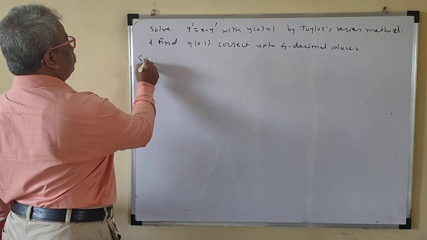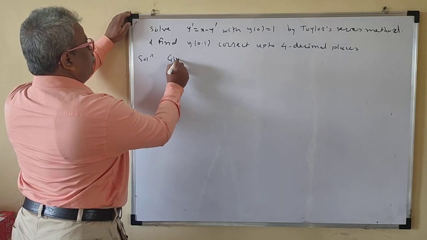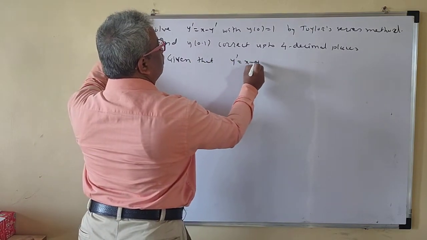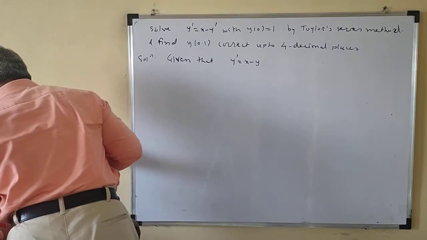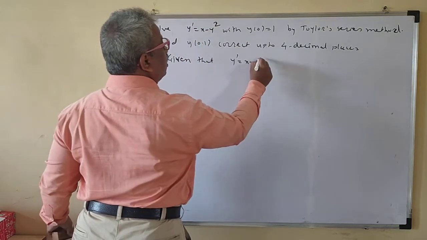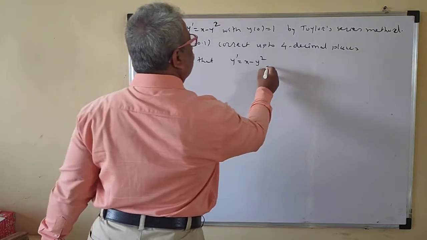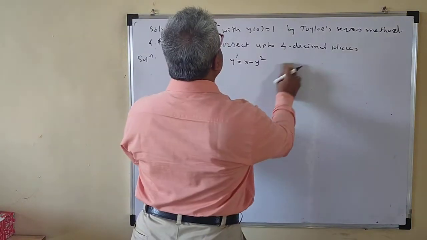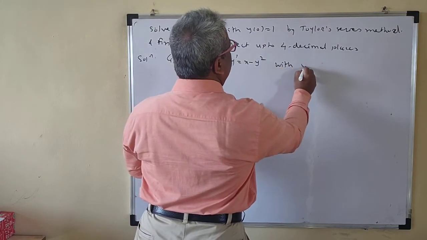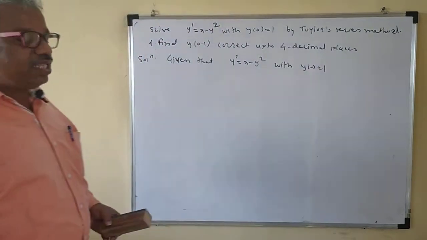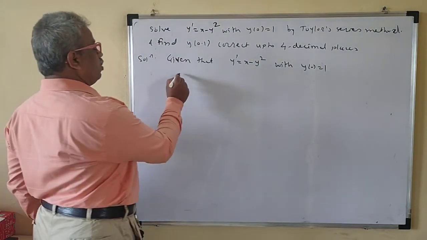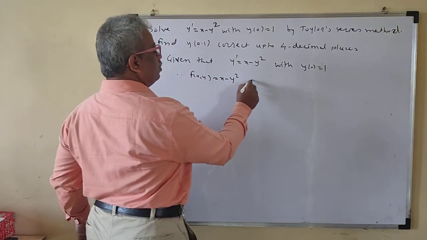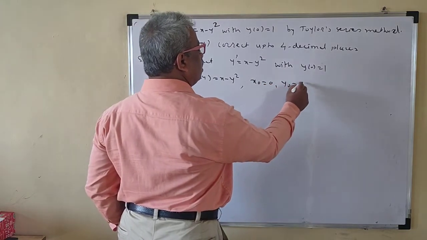Okay, solution. Given that y prime is equal to x minus y square, with y of 0 is equal to 1. This is the initial condition. So therefore here f of x, y is equal to x minus y square. Your x naught is 0, your y naught is 1.